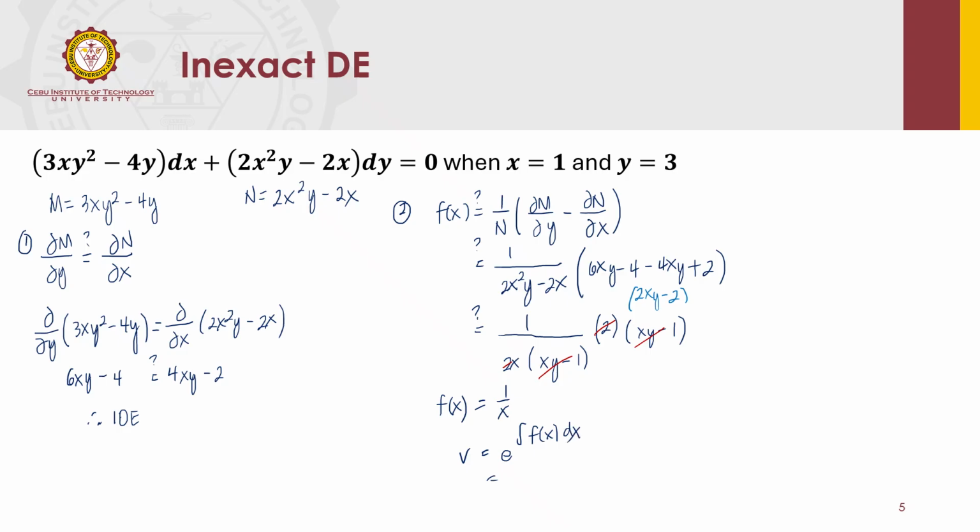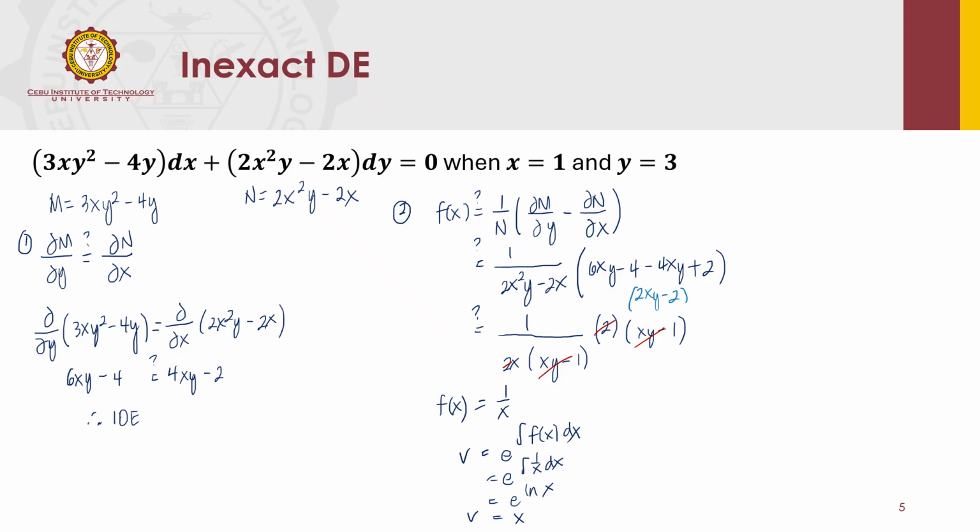So it's e to the integral of 1 over x dx. And the integral of 1 over x dx is ln of x. And e to the ln of x, using one of the properties of logarithms, is always equal to x. So we'll use this integrating factor.